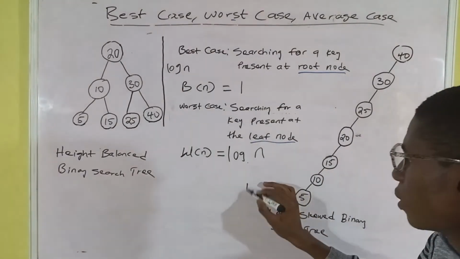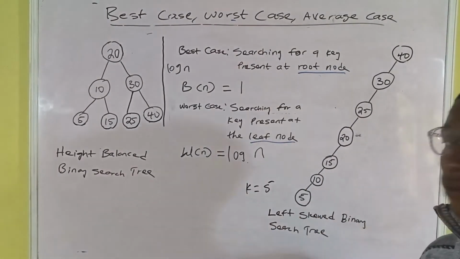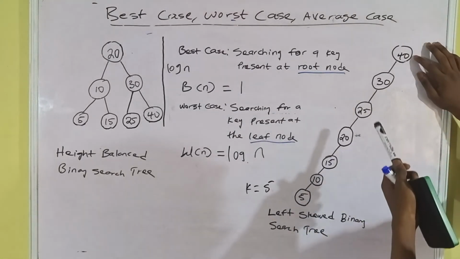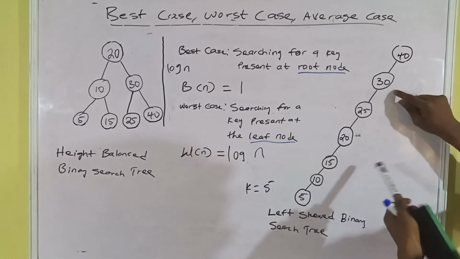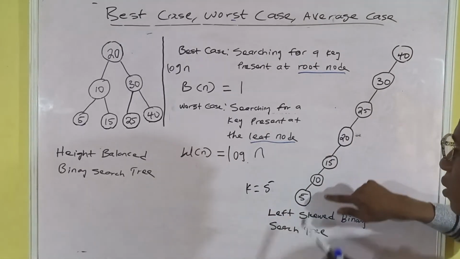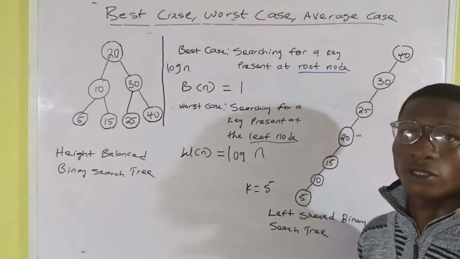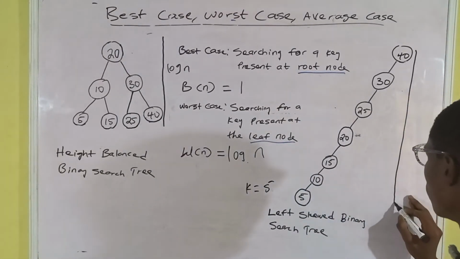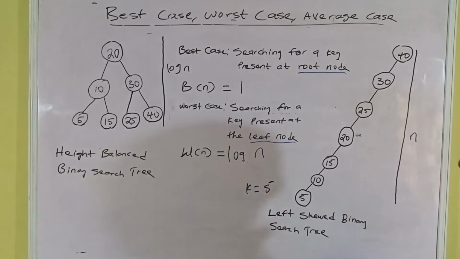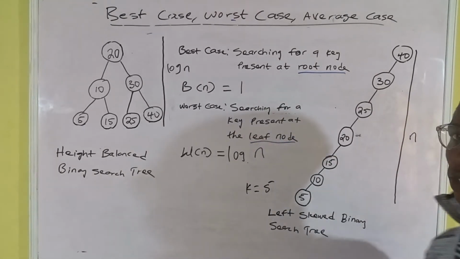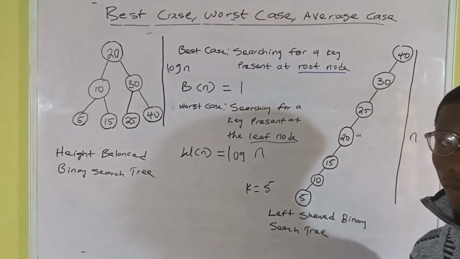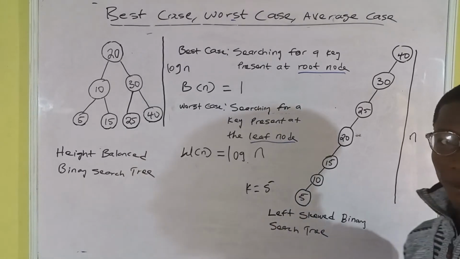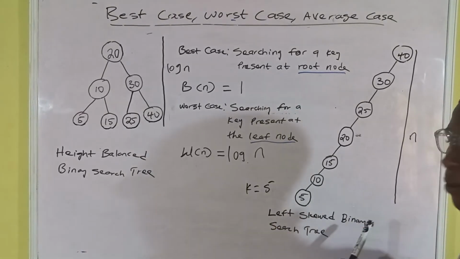If you are searching for key 5, let's check. You check here, it's not equal to 5, right? So you keep checking: 1, 2, 3, 4, 5, 6, 7. So you are doing 7 comparisons, okay? And this is equal to the height of the tree, which in this case is n. So n is the height of the tree in this case. Okay, so the worst case time will be n.